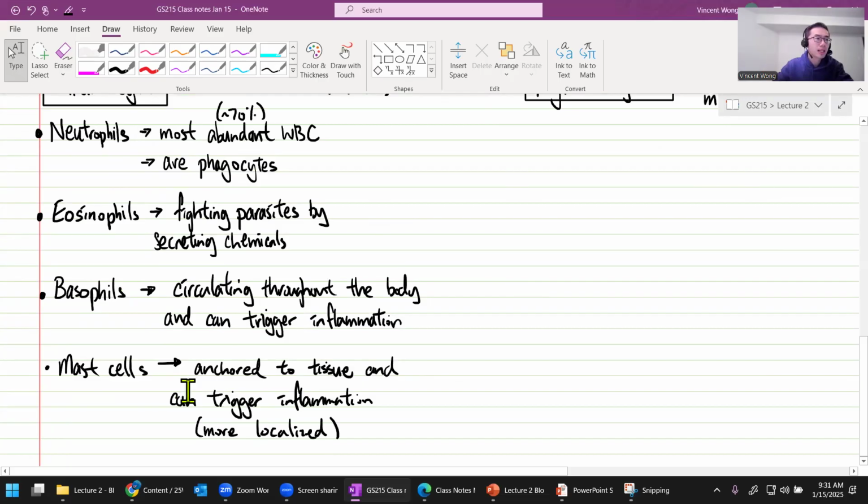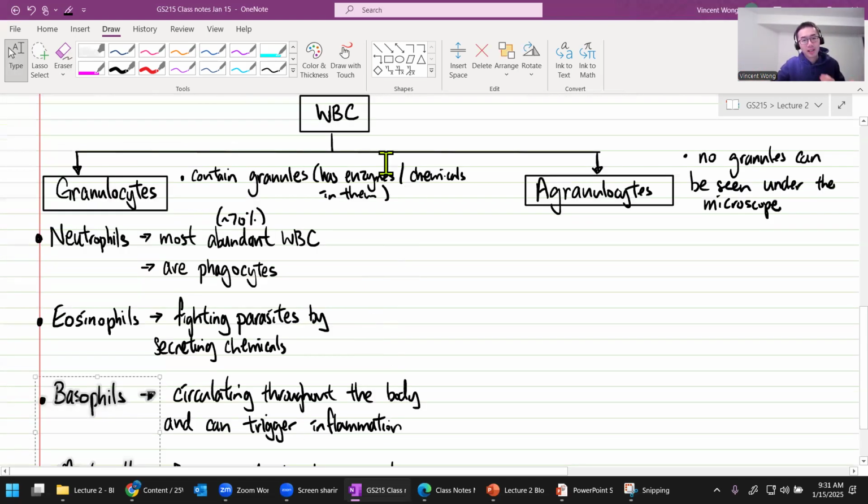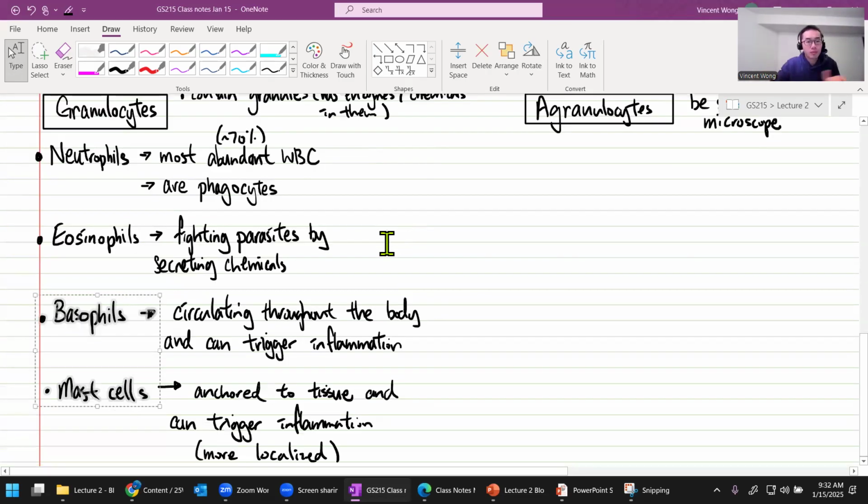For example, if you have an allergic reaction, like the allergy pills that you take, what's in them? It has anti-something. What's the something I'm looking for? Makes you drowsy. Thanks, Kyle. That's right, it's antihistamine. So in the granules of these cells, it contains histamine. The granules basically have a mixture of enzymes and chemicals, and these chemicals allow these cells to perform whatever function they perform. In the case of inflammation, they secrete histamine.